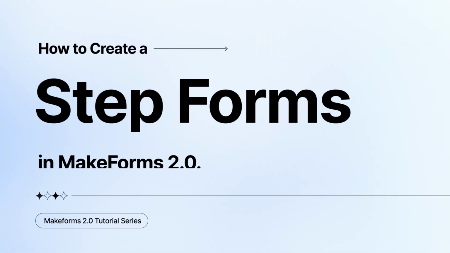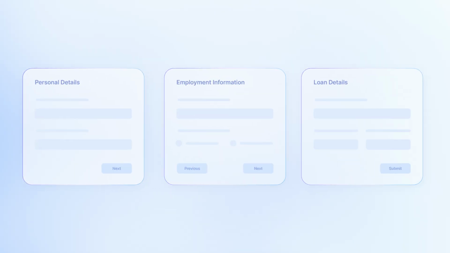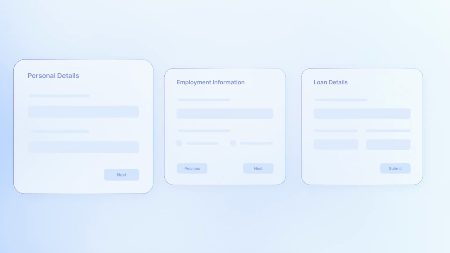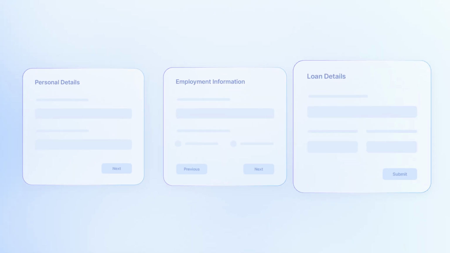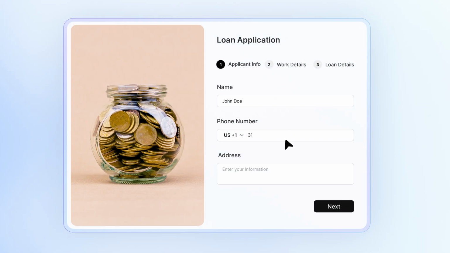In this video, we'll walk you through how to create a step form in MakeForms. A step form lets you split your form into pages. Each page shows a few fields at a time, so people don't get confused or tired. It helps them finish the form more easily.